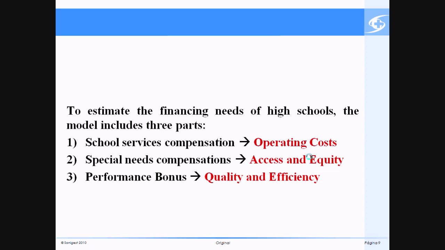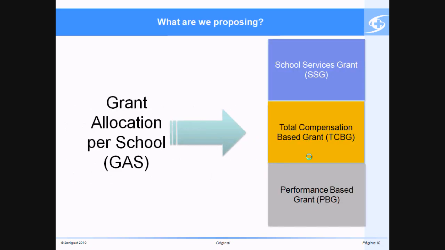And finally, one of the objectives that we strongly believe in is that it should encourage quality and efficiency in the school, and therefore a third component of the model is the inclusion of a performance bonus that will serve to incentivize quality improvement and efficiency improvement. Therefore, what are we proposing? We're proposing a grant allocation per school, or a GAS to be short. That grant allocation per school will include a school services grant, a compensation-based grant, and a performance-based grant.